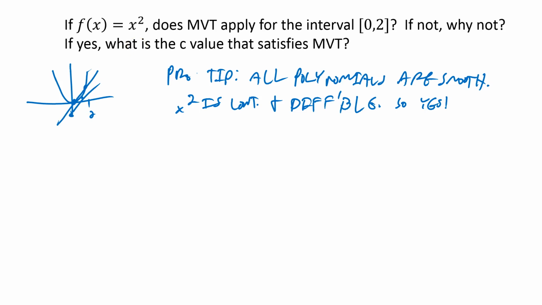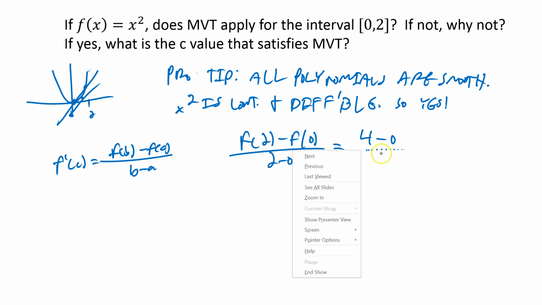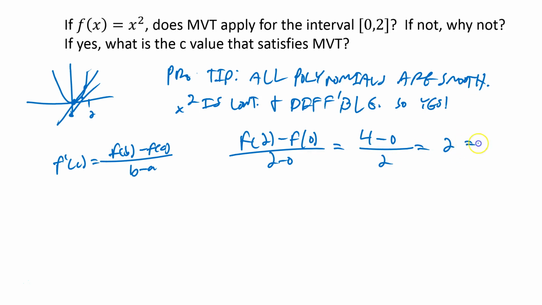So to do that, we first have to find the secant line. So I'm going to try to find f prime of c equal to f of b minus f of a over b minus a. So a few things we have to do here. First thing I'm going to do is find the slope of that secant line. So I'm going to do f of 2 minus f of 0 over 2 minus 0. f of 2 is 4, f of 0 is 0, over 2 minus 0 is 2. So that gives me a slope of 2. Okay, so the slope on this side is 2.